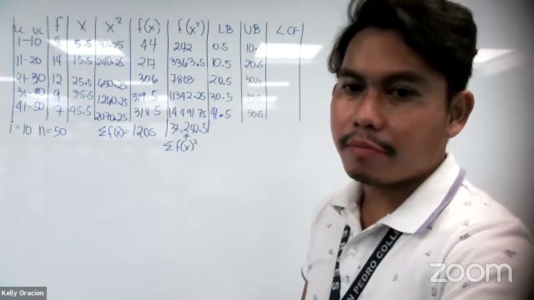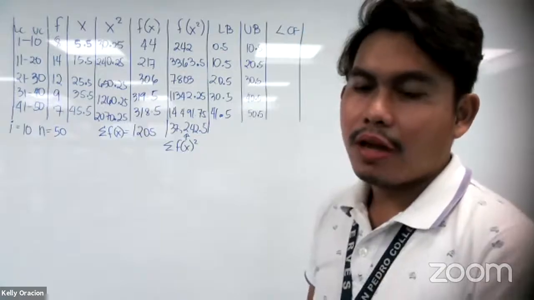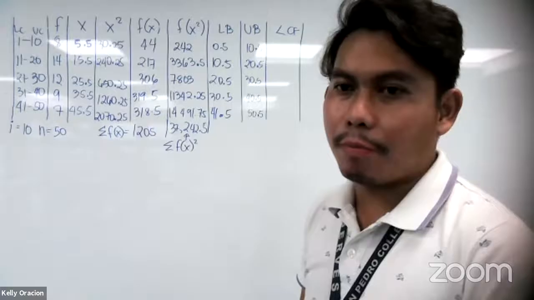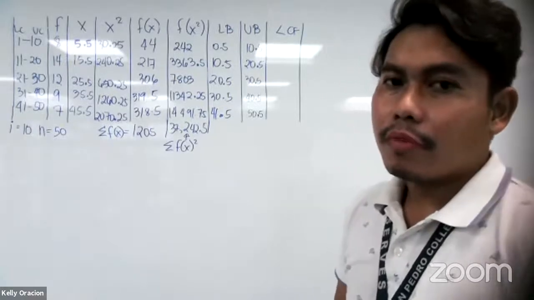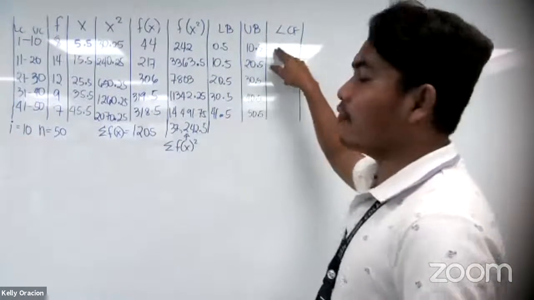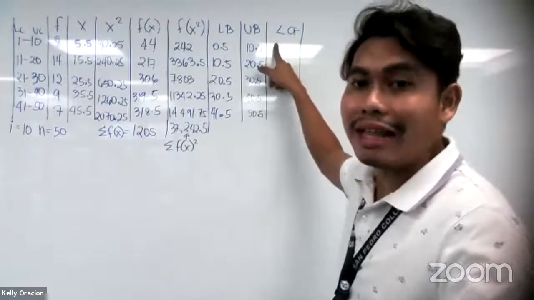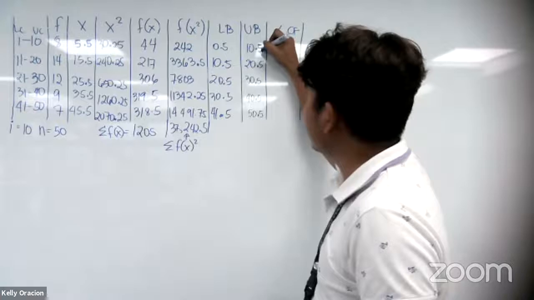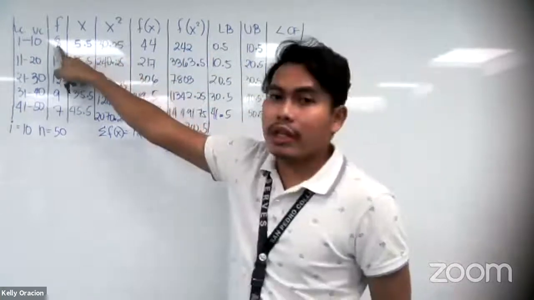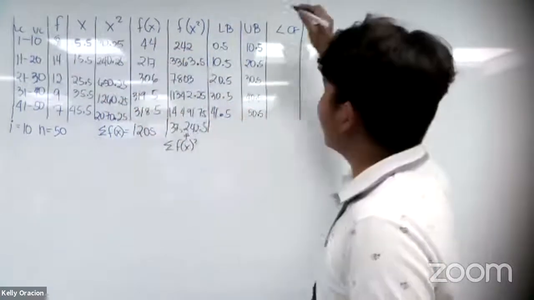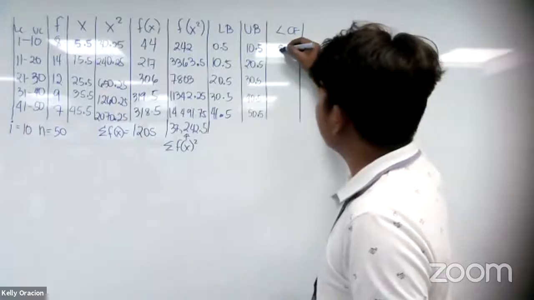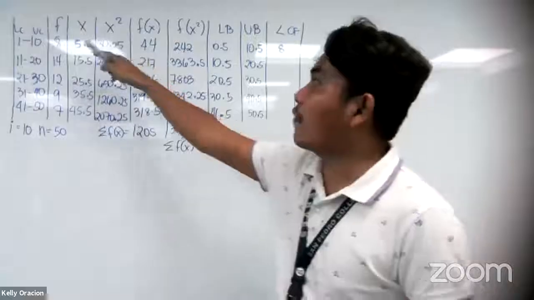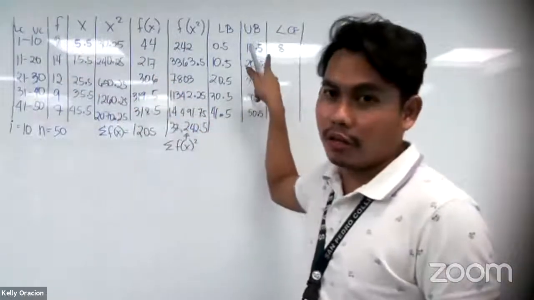Next, how about the cumulative frequency? Okay, sa cumulative frequency, this is less than cumulative frequency. Our frequency na pinakauna is 8. So, 8 yung ilagay natin dito. Ang pinakauna na cumulative frequency, ang frequency here is 8. So, dapat 8 po dito.